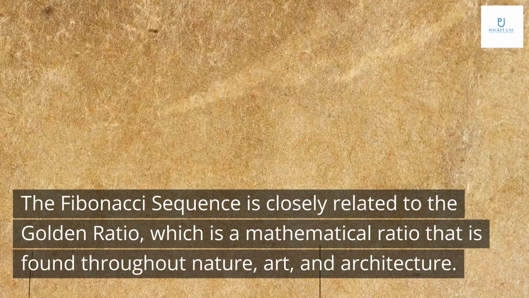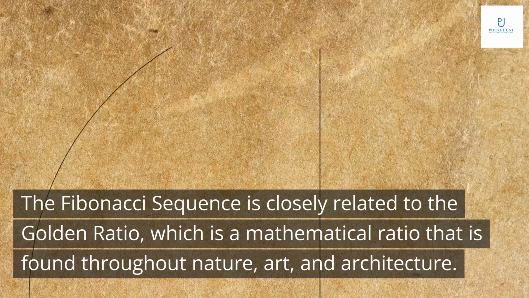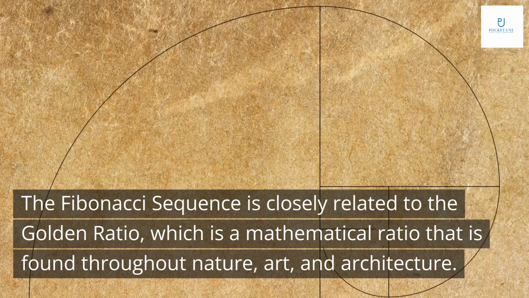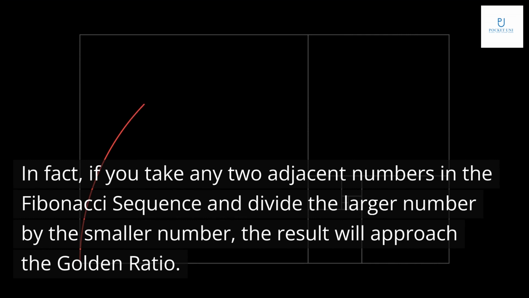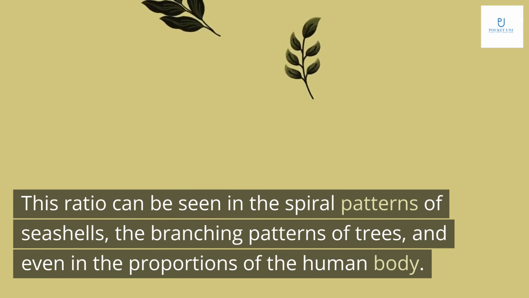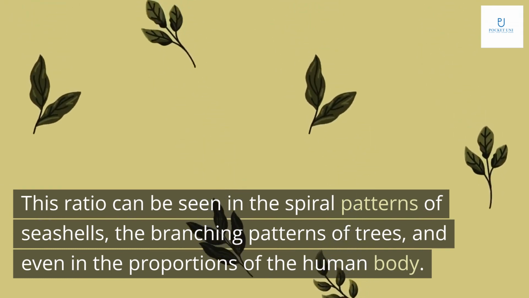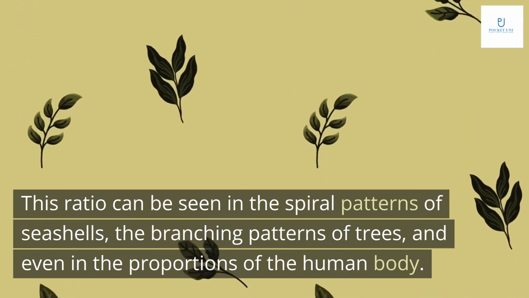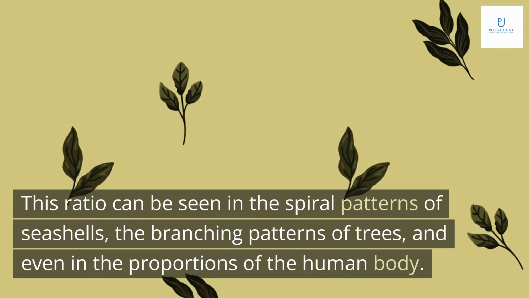The Fibonacci sequence is closely related to the golden ratio, which is a mathematical ratio that is found throughout nature, art, and architecture. In fact, if you take any two adjacent numbers in the Fibonacci sequence and divide the larger number by the smaller number, the result will approach the golden ratio. This ratio can be seen in the spiral patterns of seashells, the branching patterns of trees, and even in the proportions of the human body.